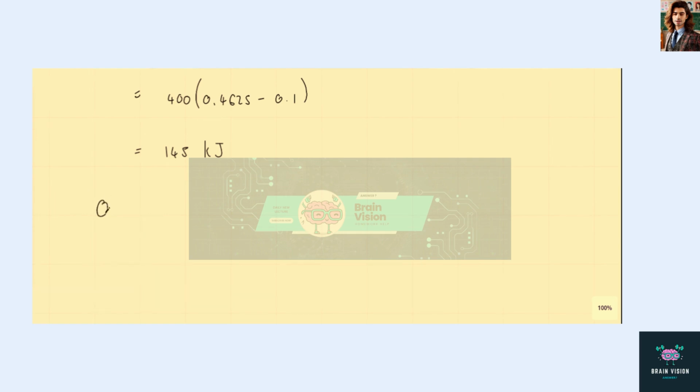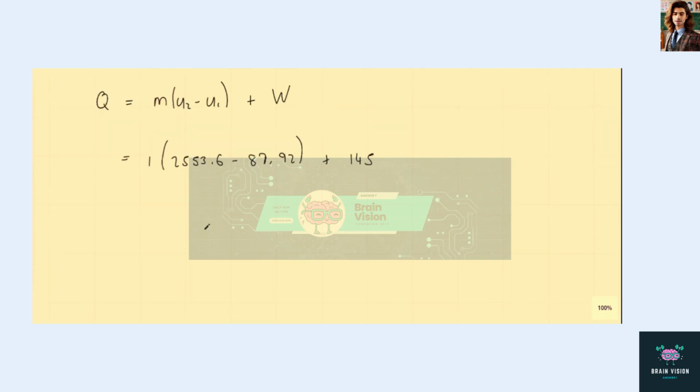Now we can put the work back into the energy equation and rearrange to solve for the heat transfer. So the heat transfer Q is equal to M into U2 minus U1 plus W. And this is 1 into 2553.6 minus 87.92 plus 145, which gives us our final heat transfer for this process of 2610.7 kilojoules.